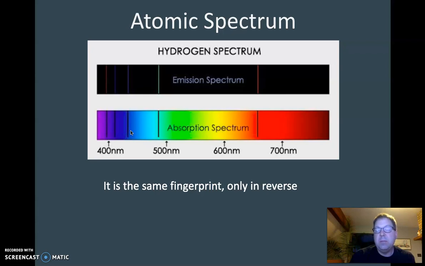It's like a fingerprint because only hydrogen acts this way. So if you see this pattern, it's hydrogen. Similarly, if you have helium, it's going to have a different pattern, or boron or carbon or whatever. They all have different patterns. So if you see that pattern, you can be like, oh, that's hydrogen.